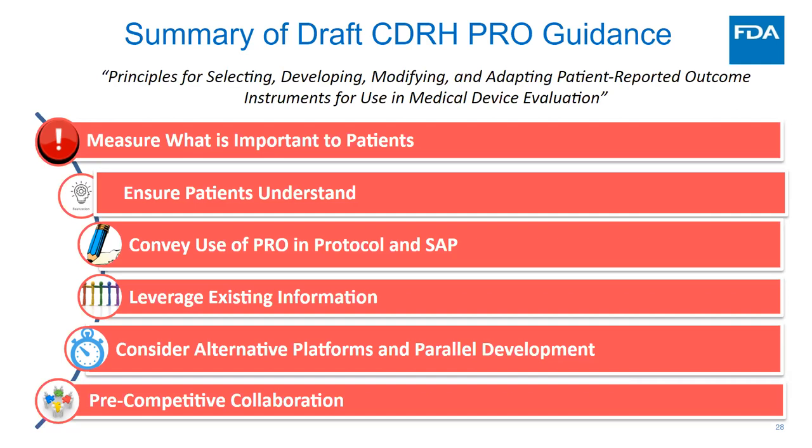It's really meant to be complementary to some of the PFDD guidances, but it states what is important to patients. You should measure that, ensure that they understand the tools that are being used to collect the patient-reported outcome measures, and convey clearly how that tool is going to be used in the protocol, as well as a statistical analysis plan, stating a priori how it will be used. Leverage existing information and not recreate the wheel if it's not necessary.